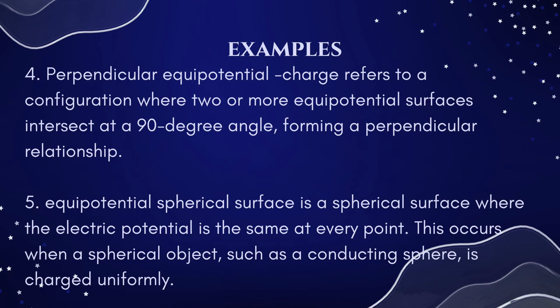An equipotential spherical surface is a spherical surface where the electric potential is the same at every point. This occurs with spherical objects such as conducting spheres that are charged uniformly. This type of surface is commonly seen in electrostatics, particularly around spherical charge distributions like a point charge or a uniformly charged spherical shell.